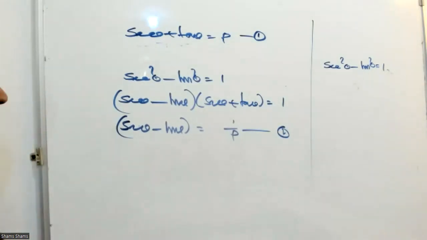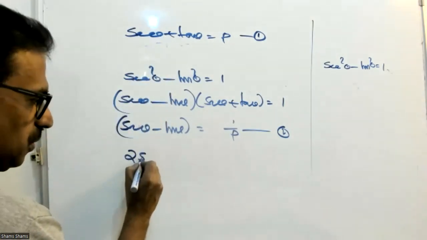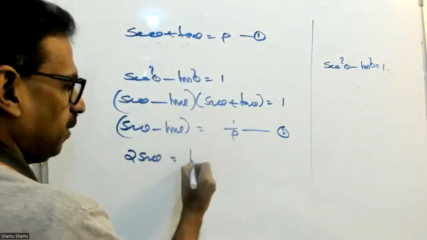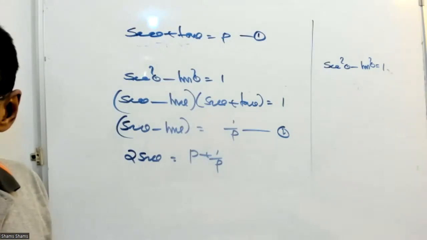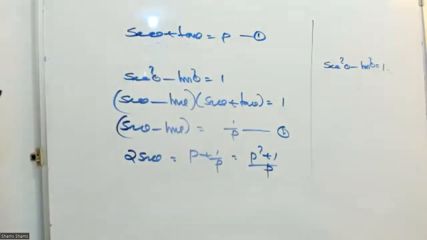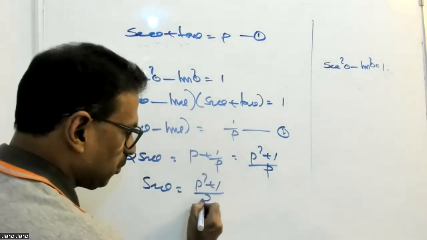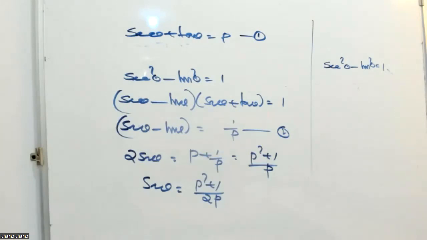Now, add both. What will happen? Sec theta plus sec theta, 2 sec theta equals P plus 1 by P, right? So, (P square plus 1) by P. Therefore, sec theta equals (P square plus 1) by 2P. We got sec theta. Next, you can find what? Make a triangle and you can find the rest. If sec theta equals so and so, we can find any values. Correct or not?